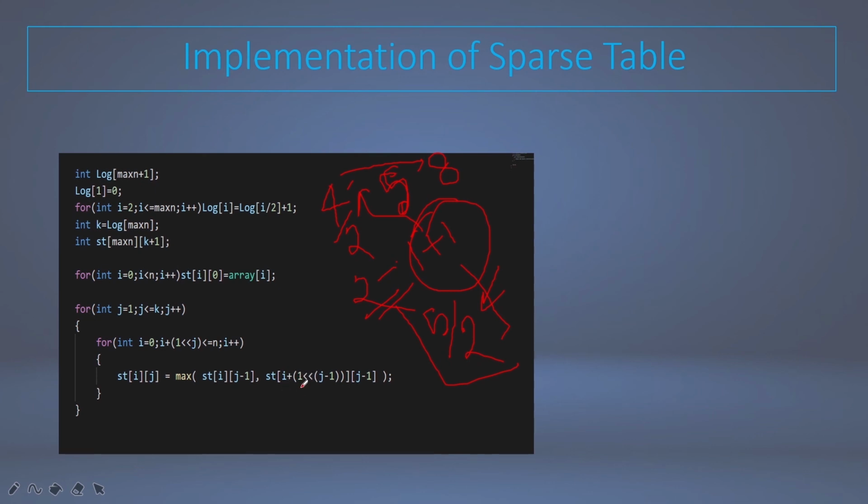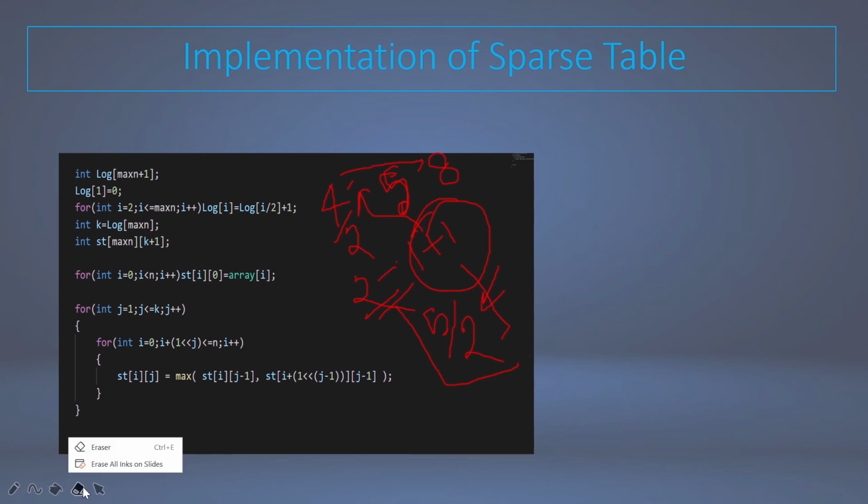If you don't know about the left shift operator, check out my bit manipulation playlist. I have a video on bitwise operators inside that. I have discussed all the bitwise operators and their operations in that video. Here 1 left shift j minus 1 is 2 to the power j minus 1. So i plus 2 to the power j minus 1 means from i I am jumping 2 to the power j minus 1 length. Then from this position I will take the previous length also, which is 2 to the power j minus 1, right?